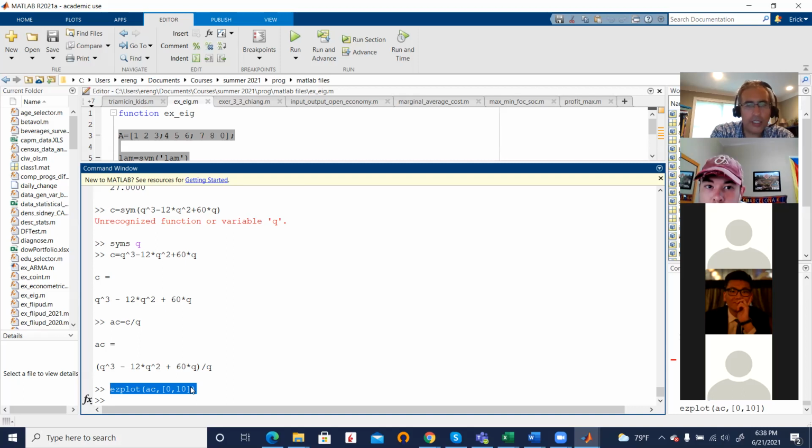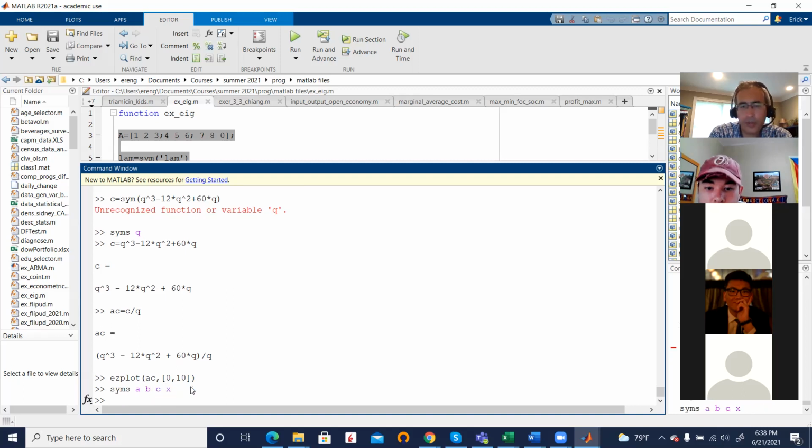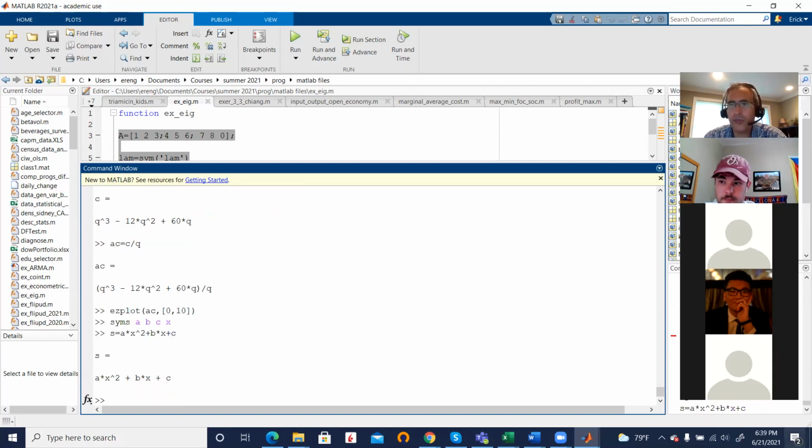Now let me define symbolics A, B, C, and X as before. Let's define S as A times X squared plus B times X plus C. Do you recognize this formula? It's a quadratic formula, do you agree? A times X squared plus BX plus C.